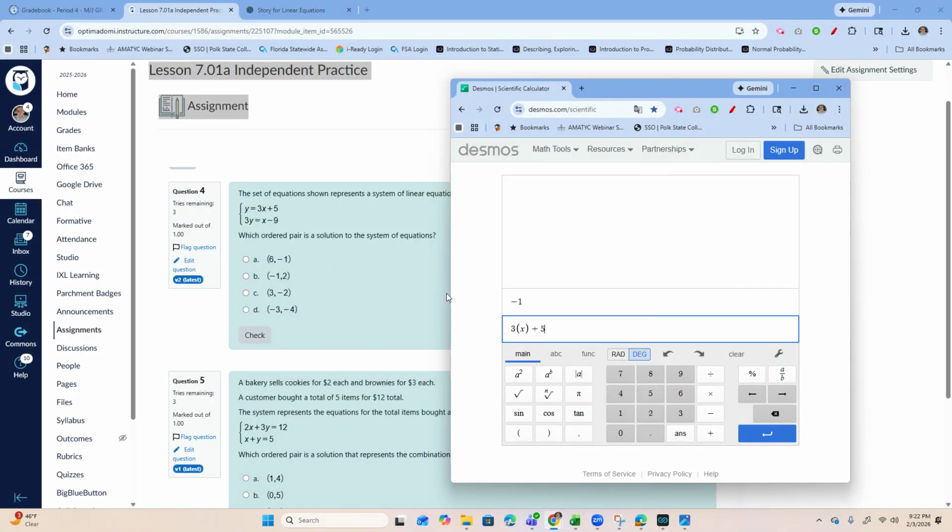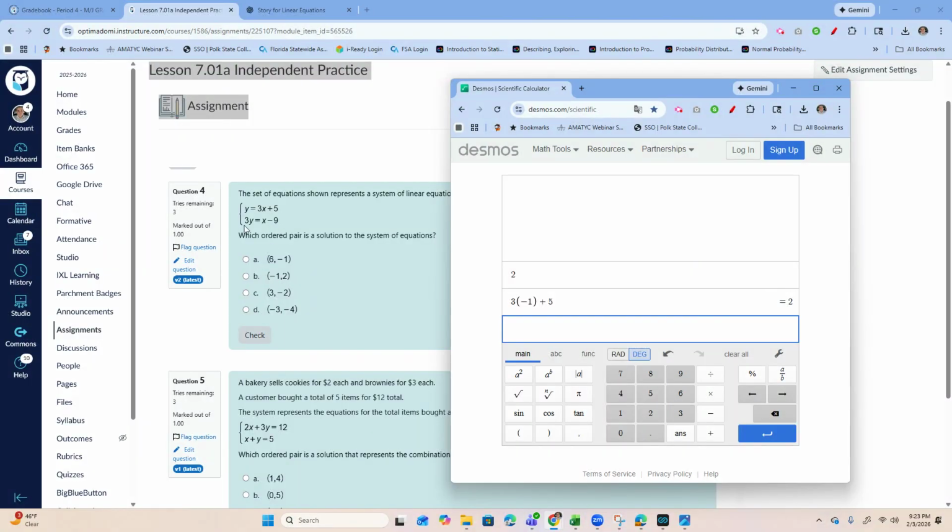So let me put back the x and the y. Now I'm going to test my second pair, negative 1 and 2. So my y here is 2. And my x here, remember, you're going to put an empty parenthesis for the x, is negative 1. And look, I got the same answer in my first line and my second line. So this pair, negative 1, 2, is working for the first equation.